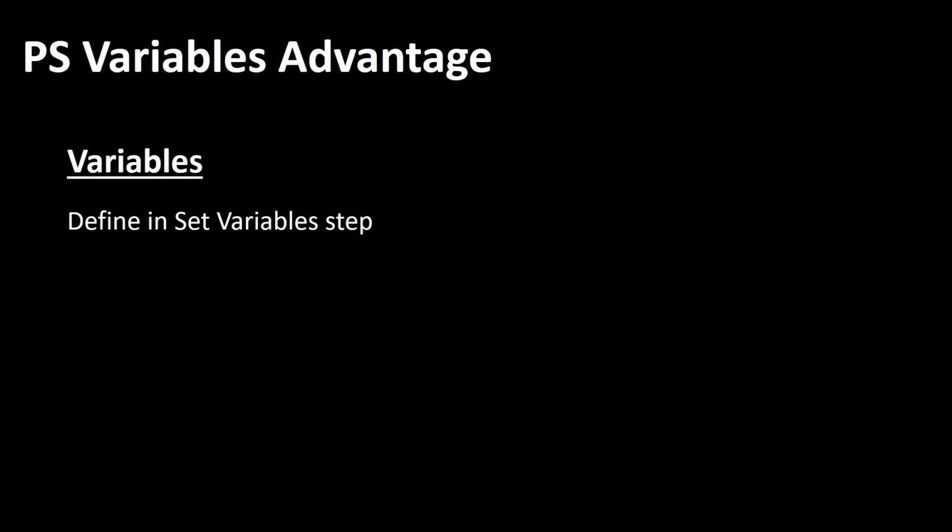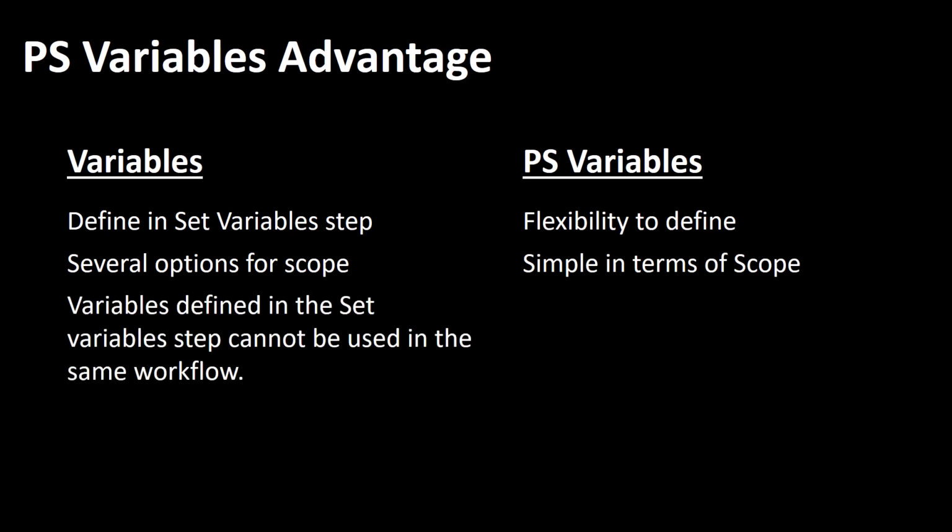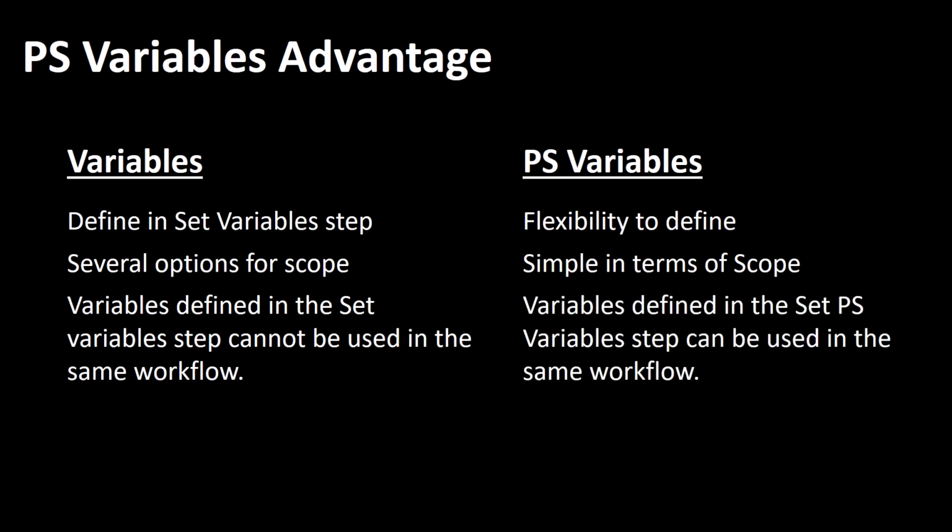User-defined variables are defined in the set variable step, whereas PS variables offer more flexibility to define in the set PS variable step or in the workflow properties. User-defined variables have several options for scope, as discussed in an earlier slide. PS variables are simple in terms of scope, as you can specify only local or global scope. Variables defined in the set variable step cannot be used in the same workflow. However, variables defined in the set PS variable step can be used in the same workflow.